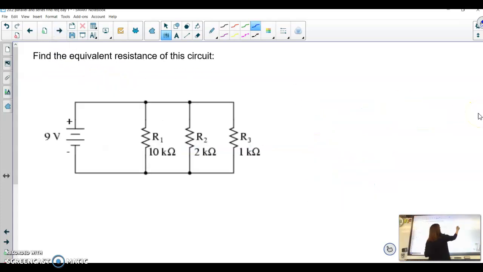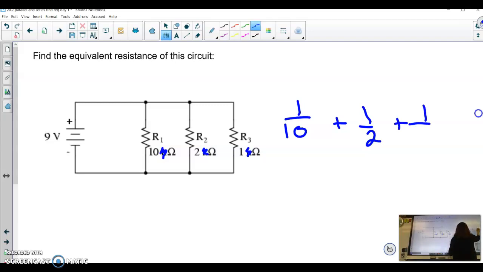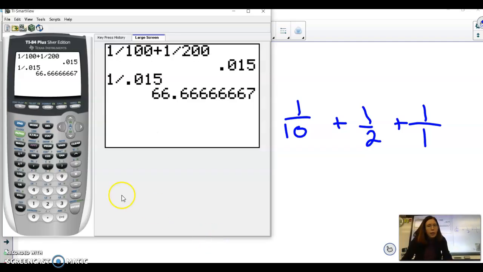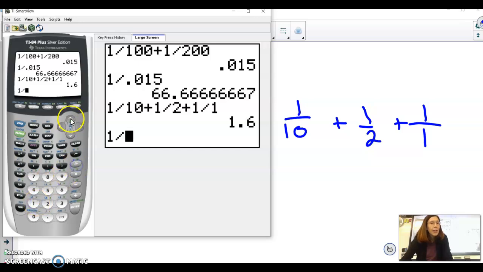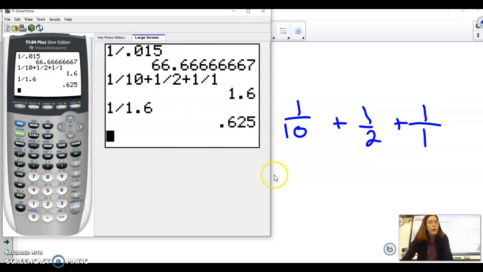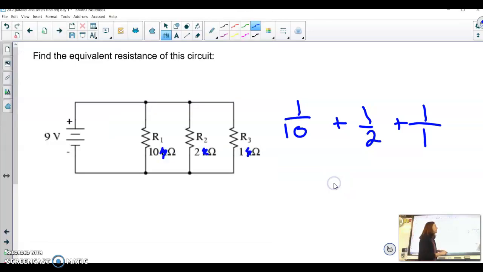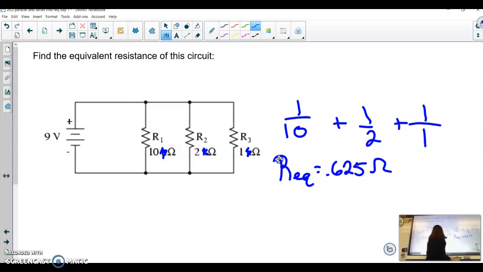Okay, one more example. This would be 1 over, and I'm just going to pretend it doesn't say kilo to make it faster. 1 over 10 plus 1 over 2 plus 1 over 1. So on my calculator, I do 1 over 10 plus 1 over 2 plus 1 over 1. And then I do 1 divided by that number every single time. So the equivalent resistance would be 0.625. And that would be ohms.